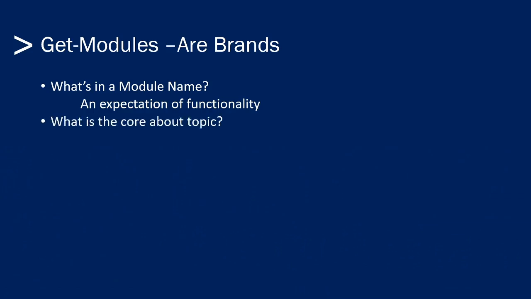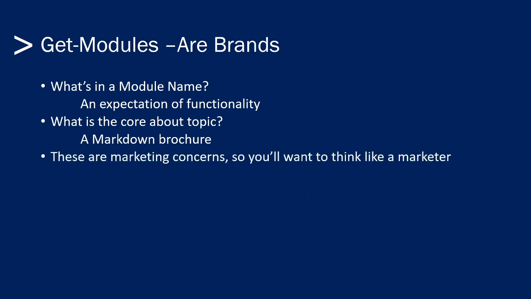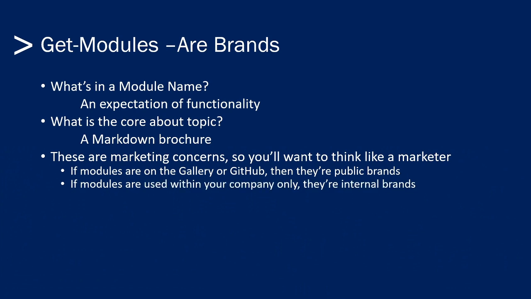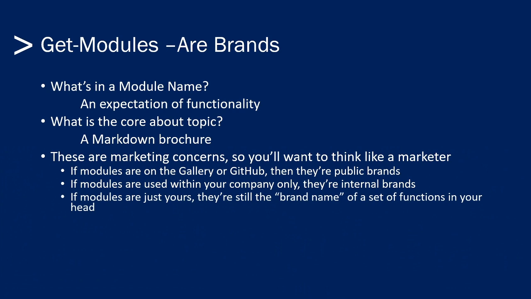Okay. What's the core about topic? It's a markdown brochure. Now, in this case, I didn't write a great brochure, but I could. Right? Marketing concerns, and you'll want to think like a marketer. If there are modules on Gallery and GitHub, they are public brands. If they're going to be used within your company, then they're internal brands. And if they're just yours, then it's still like the brand name in your head.